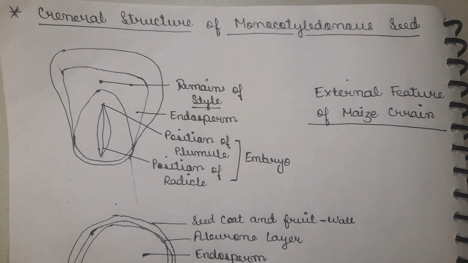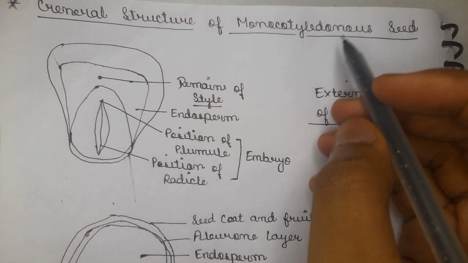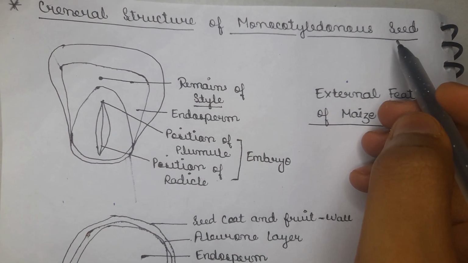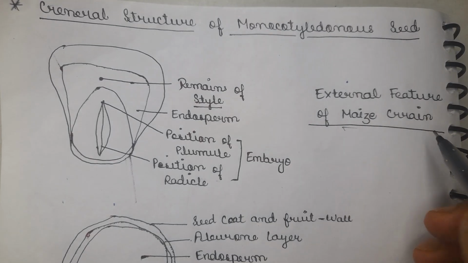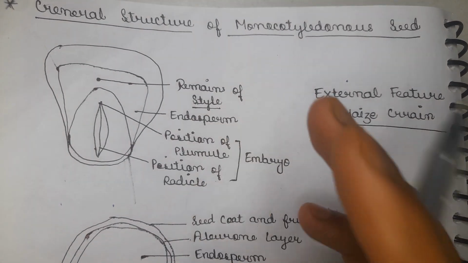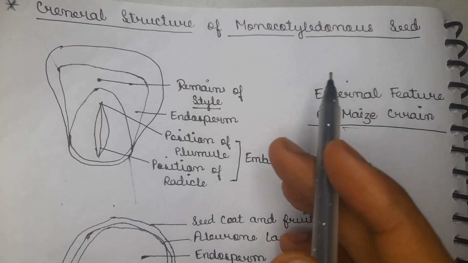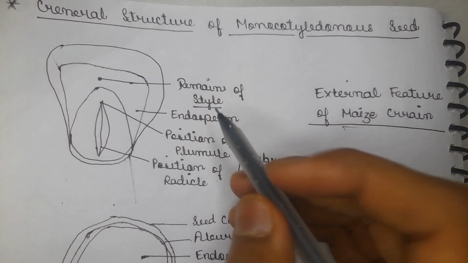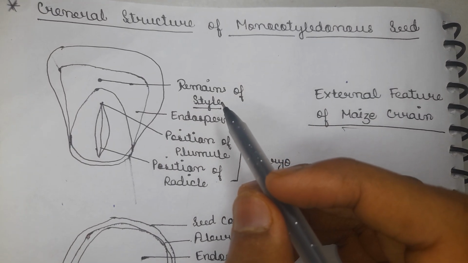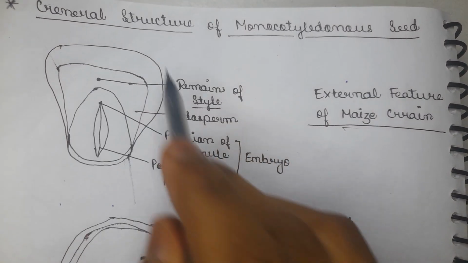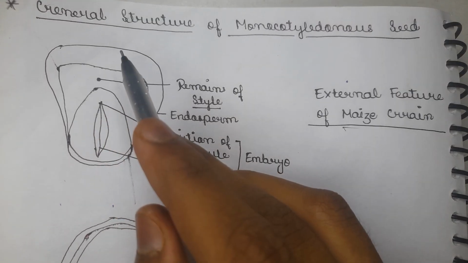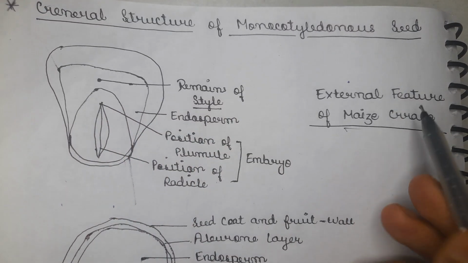Hello everyone, let us study about the general structure of monocotyledonous seed with the help of the maize grain. So, maize grain is actually a monocotyledonous or endospermic fruit in which fruit wall and the seed coat are fused together to form a protective layer. This type of fruit is known by the term grain.